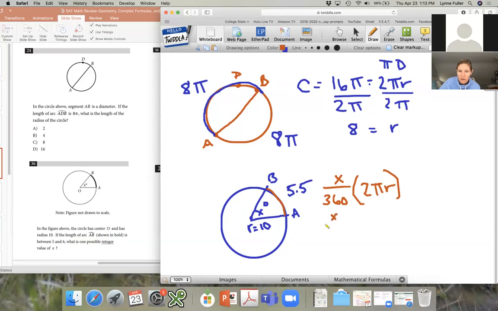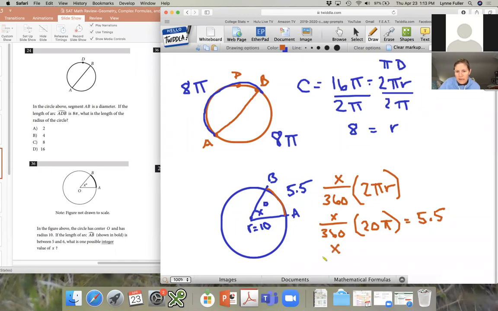So I don't know what x is. That's what I'm trying to solve for. But I do know that my radius is 10, and 10 times 2 would be 20 pi. And then that length of the arc is equal to 5.5. Now, mind you, this is question number 36 out of 38. This is a harder question, and also in the math with the calculator. So we can take out our calculators now.